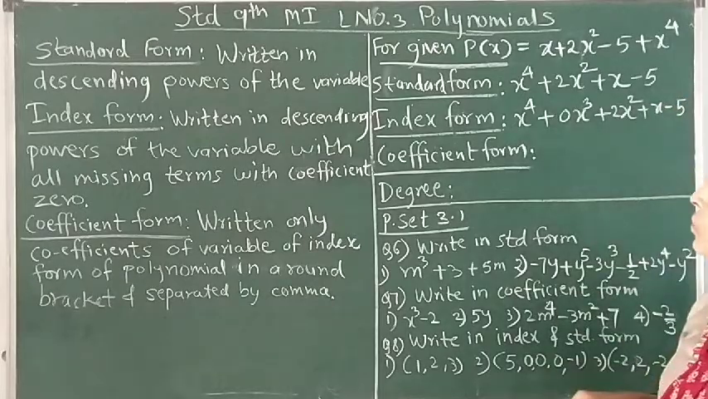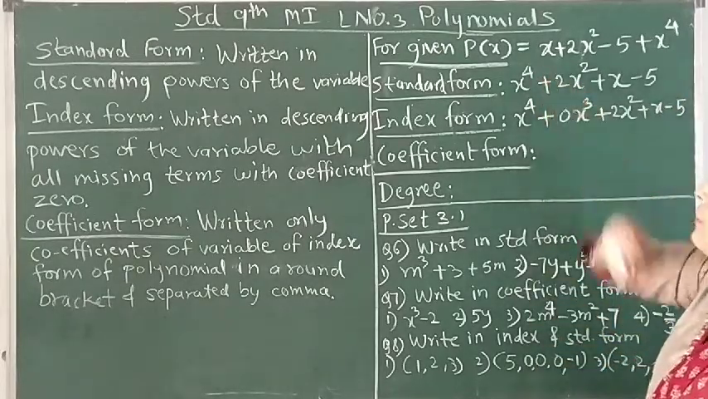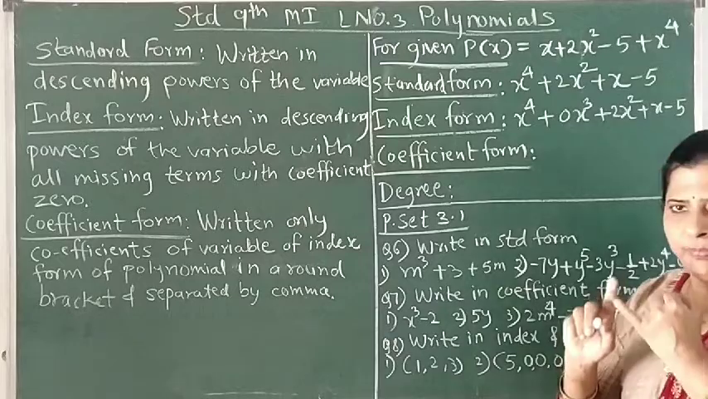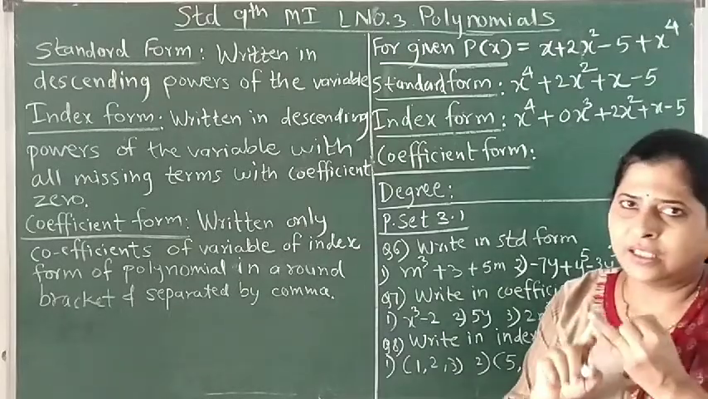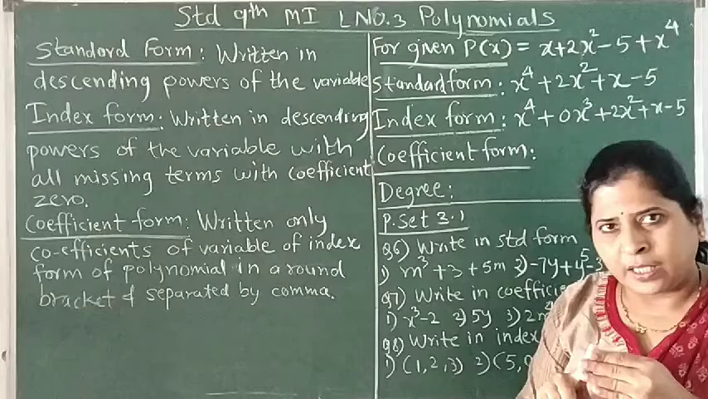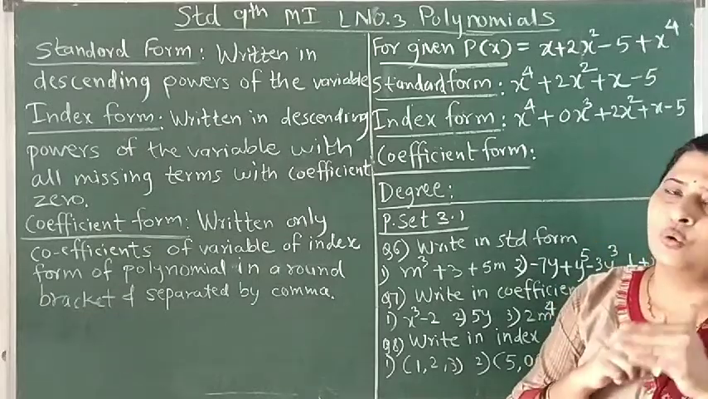Okay. So in a way, when the highest power is 4, there should be x⁴, x³, x², x¹, and then x⁰, which means the constant term.